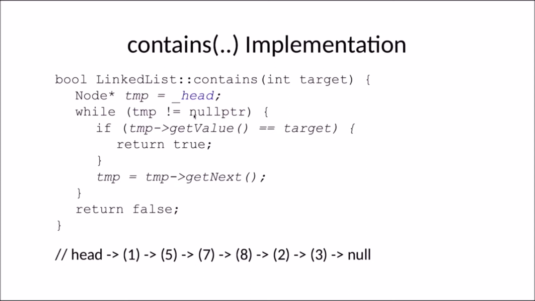Now check that temp is not null. This is the case again. I have the node 7. I get the value stored in that node, which is integer 7, compared to my target, which is 7. This matches, and so I return true.